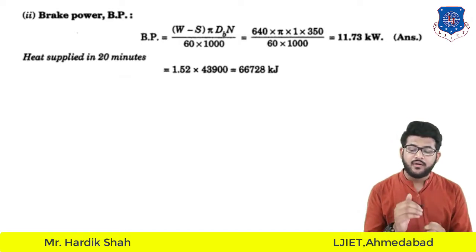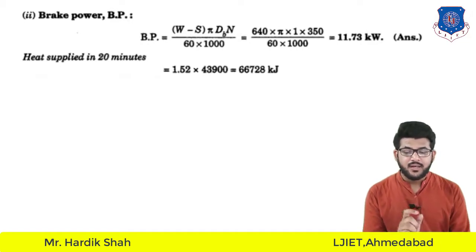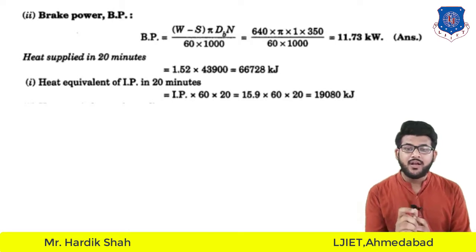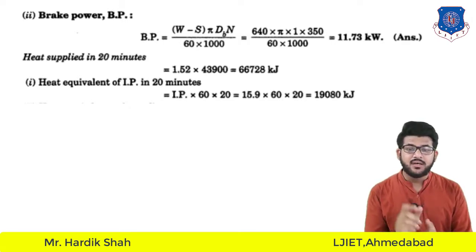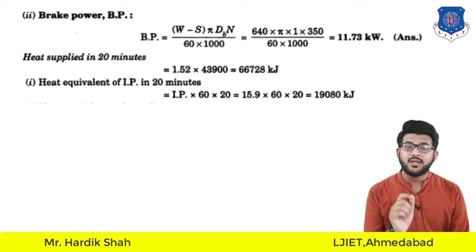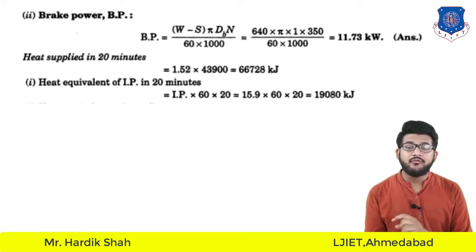Now let's move to the first one. For 20 minutes, what will there be? We are given the data, that is heat generation and fuel supply. So what will be the equivalent for 20 minutes? We have already found this: it is IP into 60 into 20. Why this formula? Because IP was found in kilowatt, and kilowatt means kilojoule per second. I repeat, kilowatt means kilojoule per second. We are given 20 minutes, so we need to convert it into seconds.